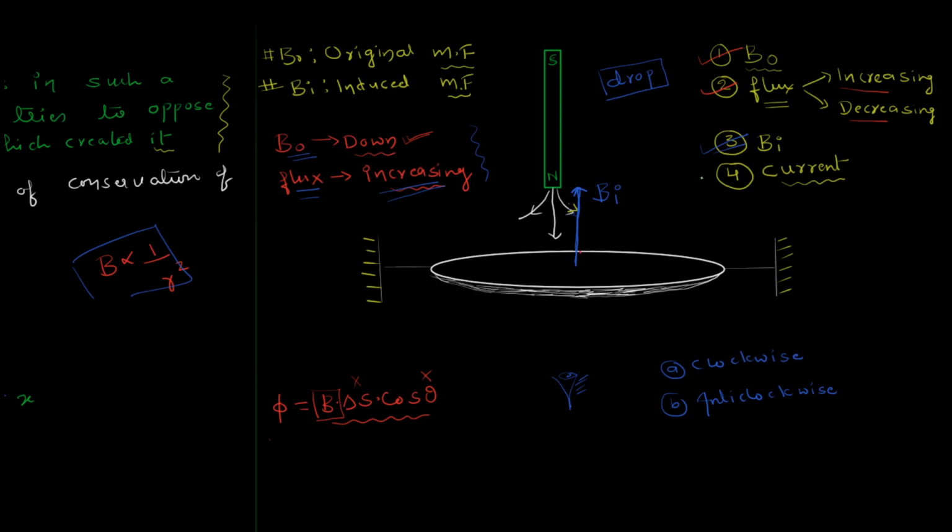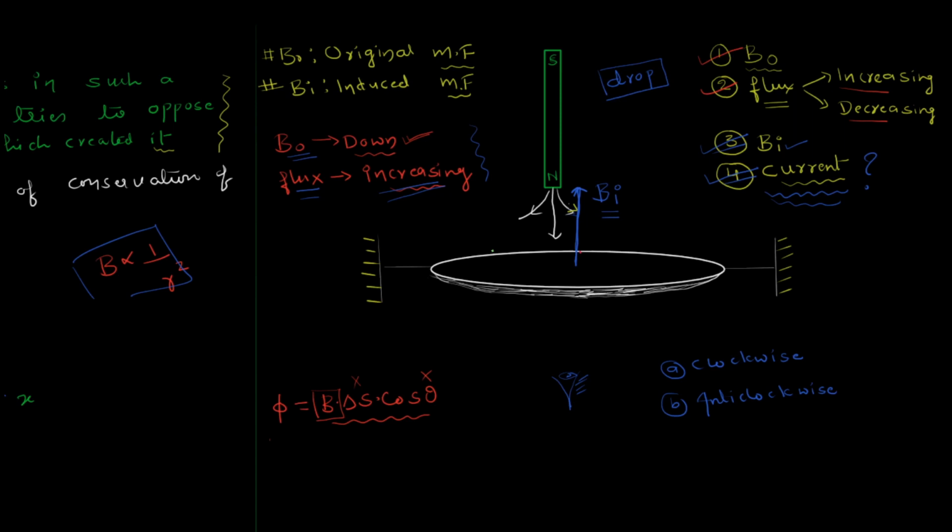Now for the final step, what is the direction of current? To answer that, you only have to answer this: what should be the direction of current in the ring that can give a magnetic field in the upward direction? Again, for the nth time, BI, the induced magnetic field, is that magnetic field which comes as a result of the induced current, right? And that induced current is that of the ring.